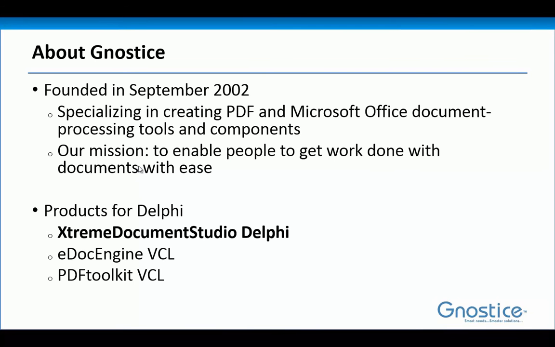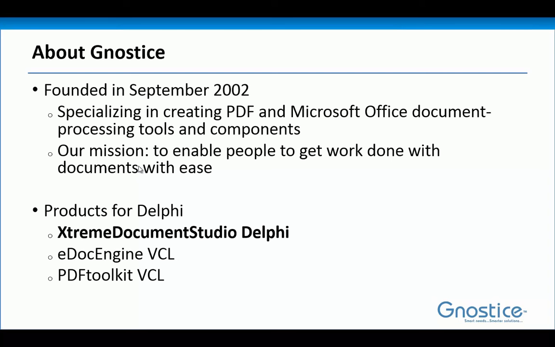Although we have introduced our company and products before at Embarcadero events, for completeness for this presentation, I will say a few words about the company and our main product. Gnostice was founded in 2002, and since the beginning, our focus has been on producing document processing tools and components. We have created several products to enable developers to work with documents. We currently support Delphi, .NET, and the Java platforms.